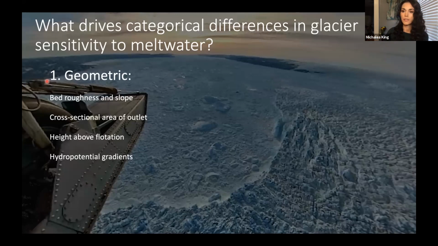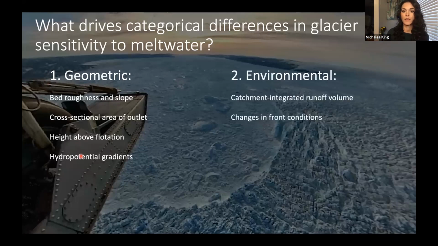There's geometric conditions, so things like bed roughness and slope, the cross-sectional area of the outlet, so how large is the outlet this runoff will eventually come out through. Height above flotation: is the glacier really close to flotation near its edge, or is it actually very well grounded? As well as differences in the hydropotential gradients within each catchment. And then there's also environmental conditions. So how much runoff is within each catchment, as well as changes in the front conditions.